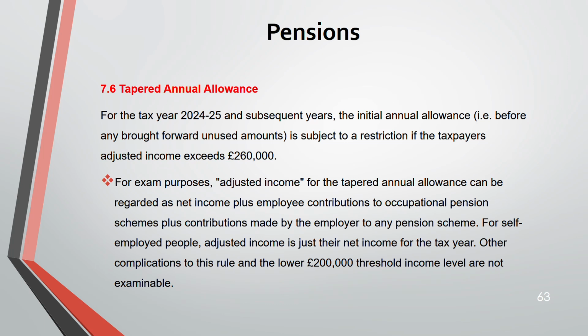That's for an employee. What about the self-employed? For self-employed people, the adjusted income is just their net income for that tax year. Your adjusted income is the same as your net income. There are some other complications to this rule, and a lower 200,000 threshold is there, but they will not be asked from you in your exam, so you don't have to worry about it.